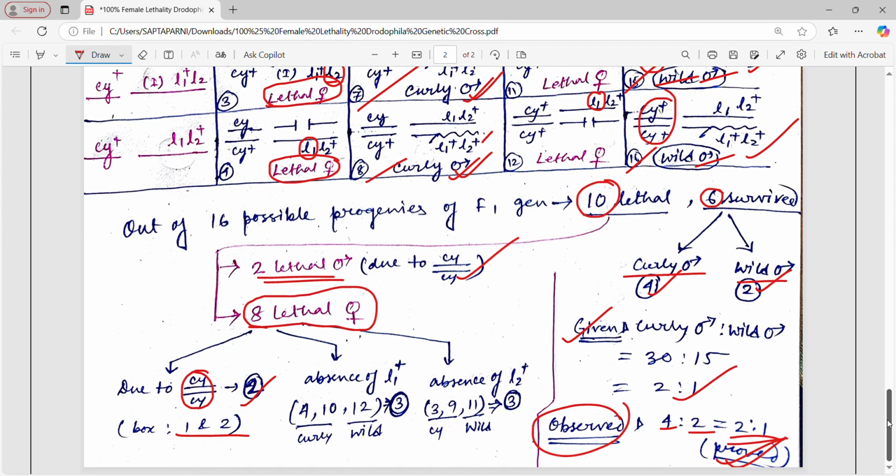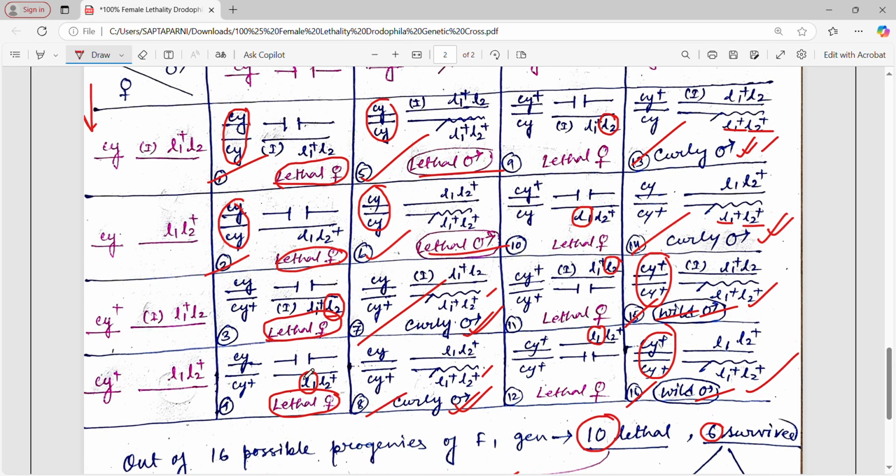Now see, due to absence of L1 plus, 3 females are dead, and they are present in box number 4, 10 and 12. In box number 4, this female is lethal due to absence of L1 plus, and if it survived, it could be a curly female. In box number 10, this female is also dead due to absence of L1 plus, and if it survived, it could also be a curly female. In box number 12, this female is also dead due to absence of L1 plus, but if it survived, it could be a wild female.